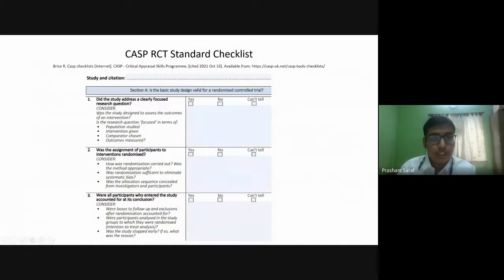So the first question is PICO, that is, the population. They have defined it, yes. Intervention clearly defined, yes. Comparator, the control group was given, and outcomes were clearly measured. So yes. And randomization was carried out. And the intention to treat analysis was there.